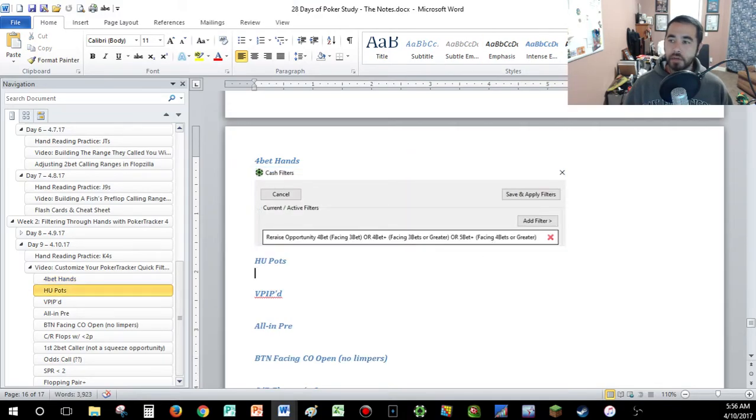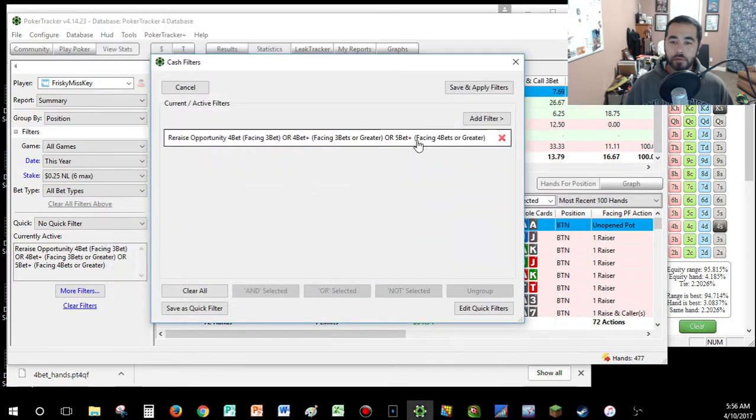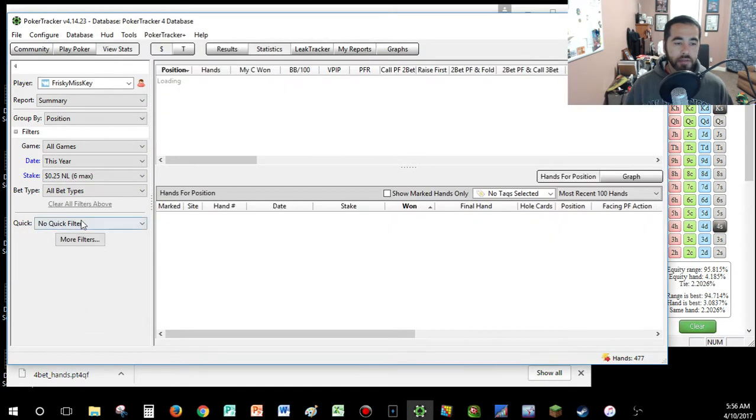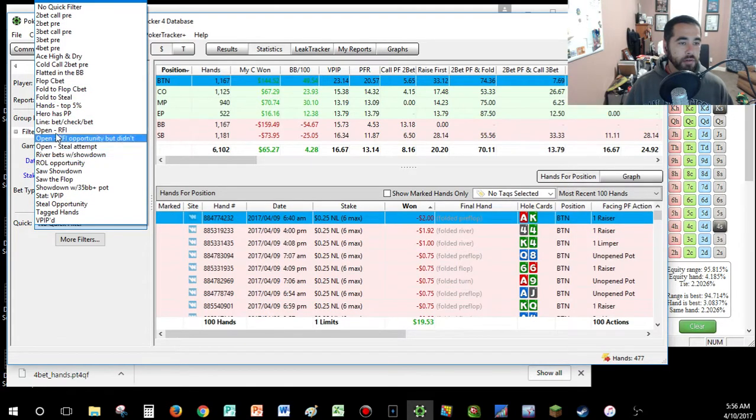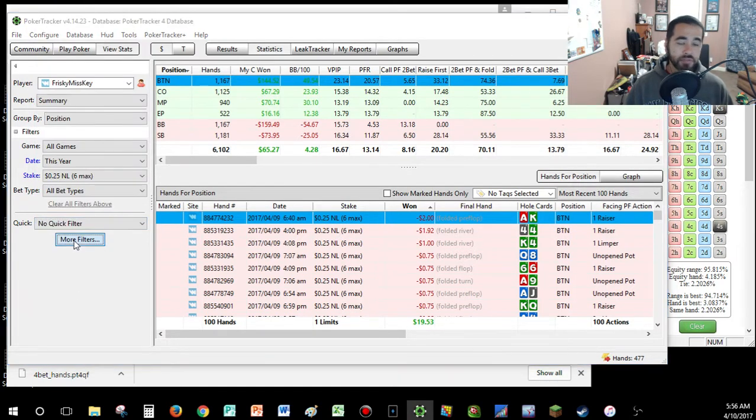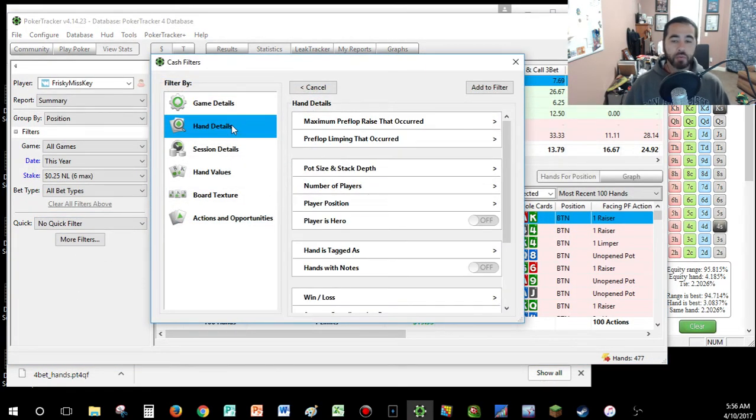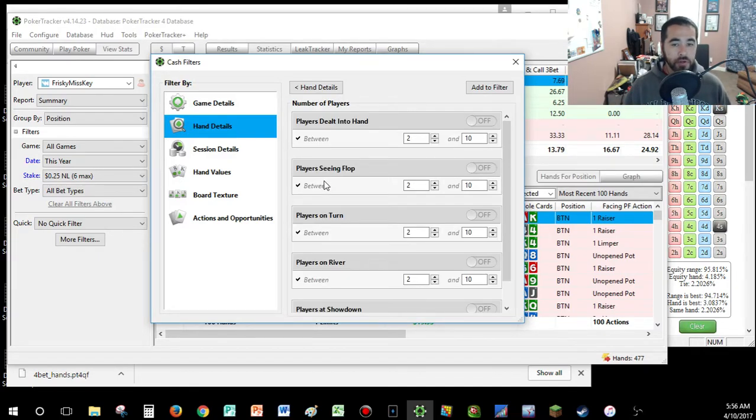It doesn't matter. Heads up pots now. So, I believe heads up pots, I even have hands, flop heads up. Maybe I've never saved one. That's fine. So more filters under. So we're looking for heads up pots, right? So you want the number of players simply seeing the flop between 2 and 2 right there.